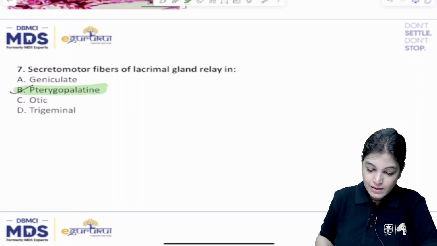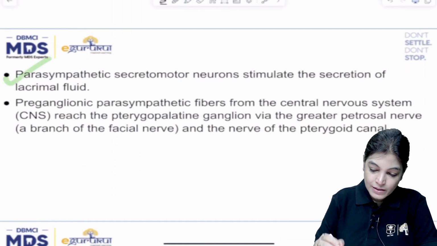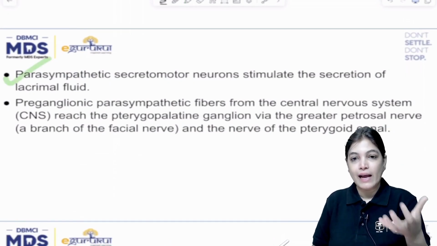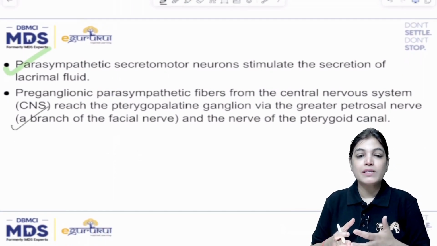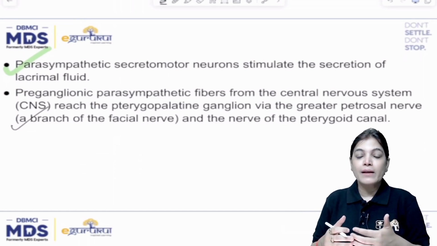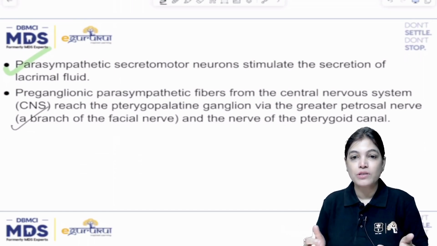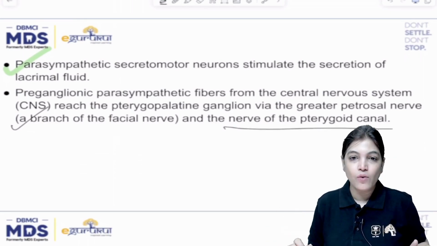So let's come with the discussion of it. Parasympathetic secretomotor neurons stimulate the secretion of lacrimal fluid, tear fluid. Preganglionic parasympathetic fibers of central nervous system will reach the pterygopalatine ganglion, which is also called as ganglion of hay fever, via greater petrosal nerve, which is a branch of facial nerve, and this will join with the deep petrosal nerve to form nerve of pterygoid canal.